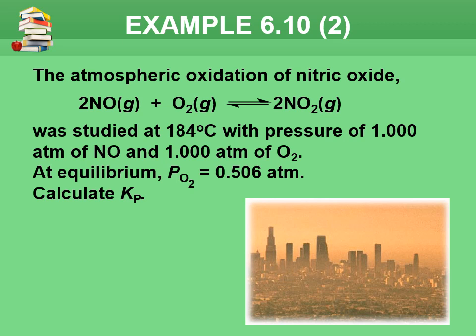Question 2. The atmospheric oxidation of nitric oxide, 2NO plus O2 becomes 2NO2, was studied at 184 degrees Celsius with pressure of 1 atm for NO and 1 atm for O2. At equilibrium, the partial pressure of O2 is 0.506 atm. Calculate Kp.